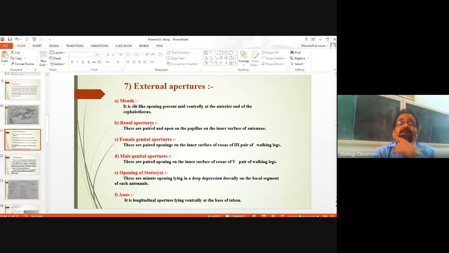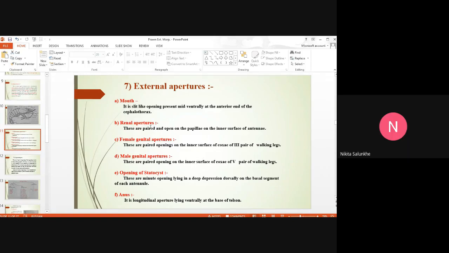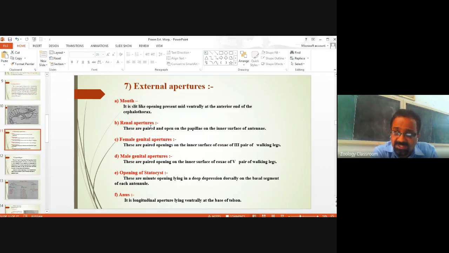Then renal apertures. आता totally on the body, how many apertures are there? That is the study. Renal means concerned with, when you say renal, this word refers to kidneys, or the excretory system. So renal apertures are there. Now these apertures, how many apertures are there? These are paired and open on the papillae on the inner surface of antennae.